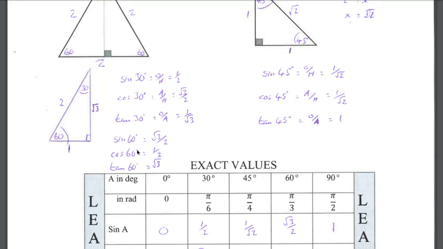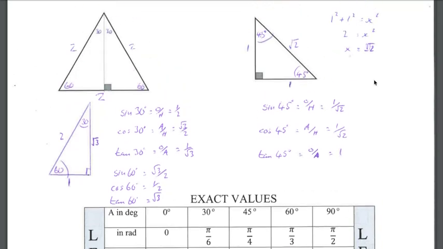We can repeat that process for sine, cosine, and tangent of 60 degrees. So here we're looking at this angle, so the opposite side will be root 3, the adjacent side will be 1, and the hypotenuse will still be 2. And following a similar method, sine of 60 is root 3 over 2, cos of 60 is 1/2, tan of 60 is root 3 over 1, which is just root 3.